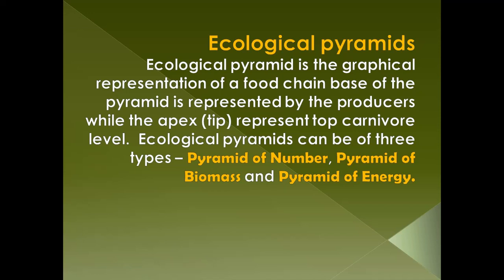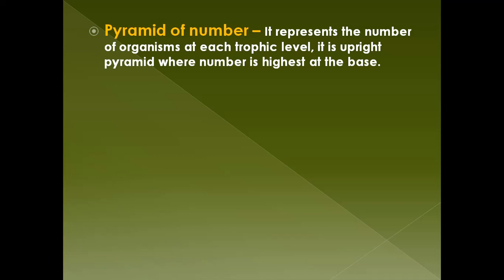Ecological pyramids can be of three types: pyramid of number, pyramid of biomass, and pyramid of energy. Let's take a pyramid of number. It represents the number of organisms at each trophic level. It is an upright pyramid when the number is highest at the base. In a food chain where there are a large number of producers compared to the consumers, the pyramid becomes upright.